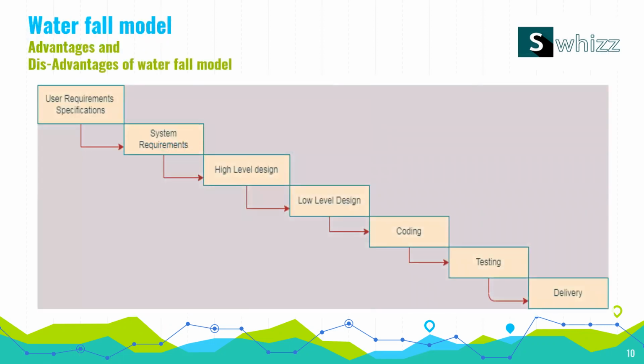First, the waterfall model. Compared to the others, this model has some advantages as well as some disadvantages. So how will this model be used to develop the software? What are the advantages, the disadvantages, and why is the model called the waterfall model? So let's move on.